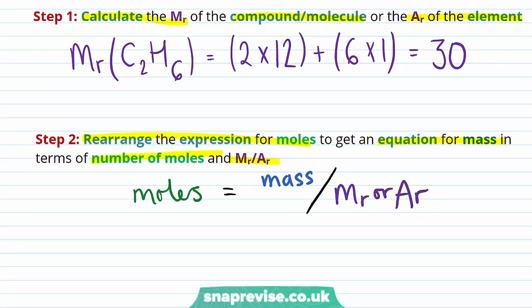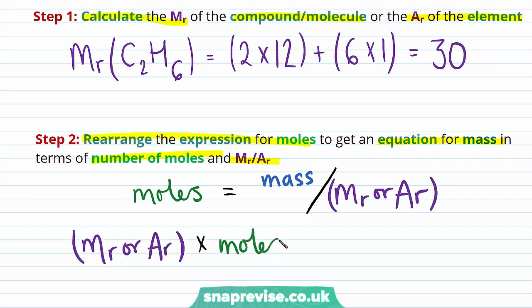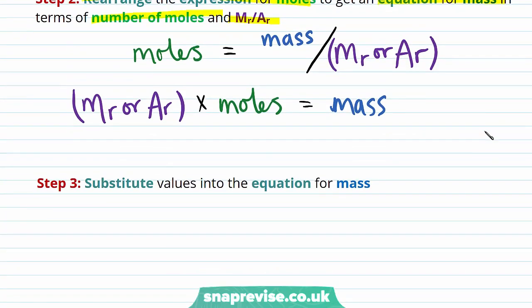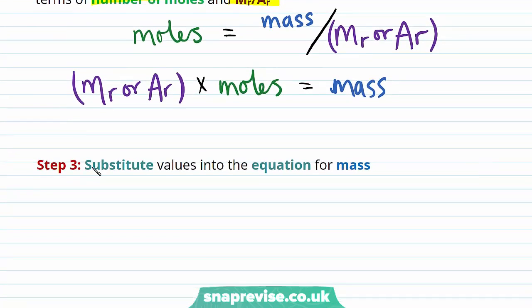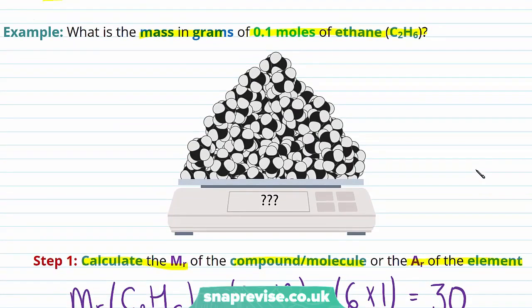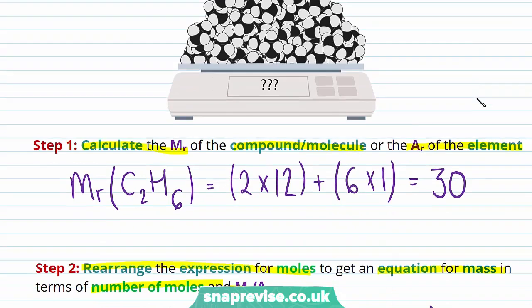In order to get an equation for mass, we need to multiply both sides of the equation by the denominator here, which is relative formula mass or relative atomic mass, depending on whether you're looking at molecule, compound or element. If we do this, we get MR or AR multiplied by the number of moles is equal to our mass. And this is in the form that we need for this question. Now we have an equation for mass in terms of number of moles and relative formula mass, we can substitute our values in order to figure out what the mass in grams of 0.1 moles of ethane is.